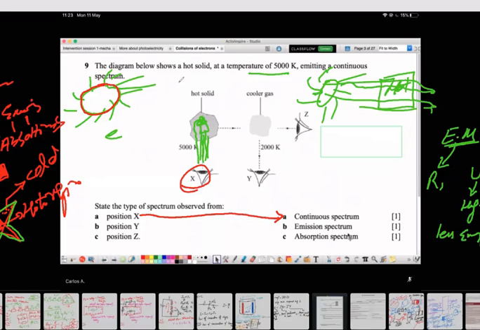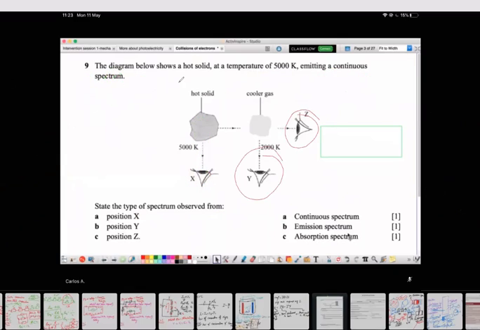Give me access to write. Okay, write it now. Okay, draw the pattern of continuous spectrum, emission spectrum, line emission spectrum, line absorption spectrum.